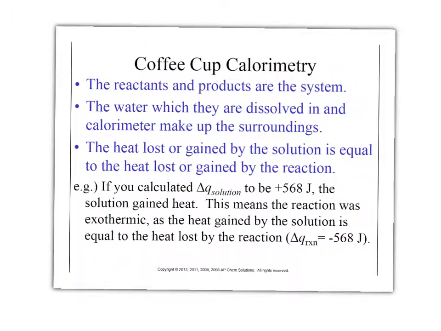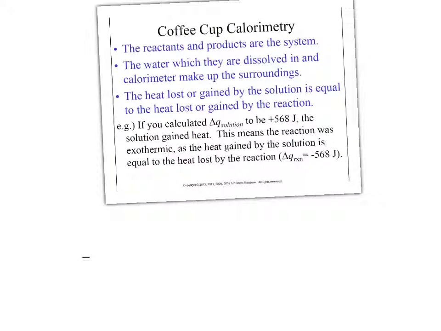A way that we can always remember this is that the negative of the delta Q of the solution is always equal to the delta Q of the reaction. It's always opposite. So if the solution gains 568, that means the reaction lost 568. If this was a negative 568 gained by the solution, that would mean that the solution lost energy, and that energy was picked up by the reaction.